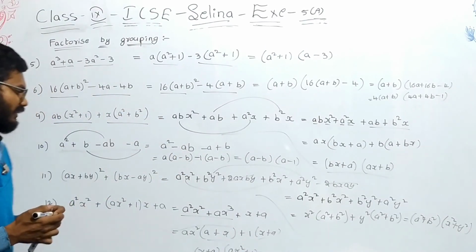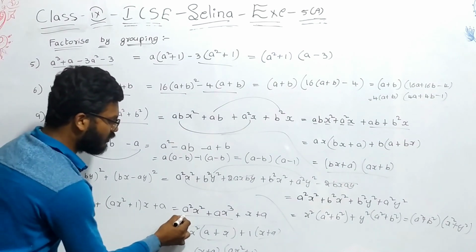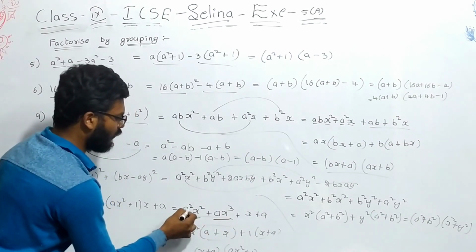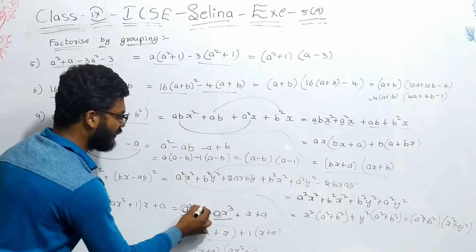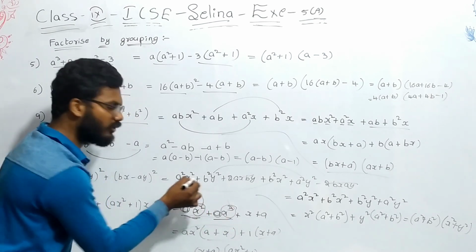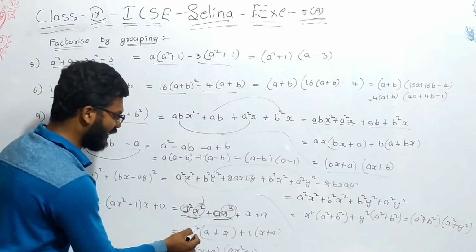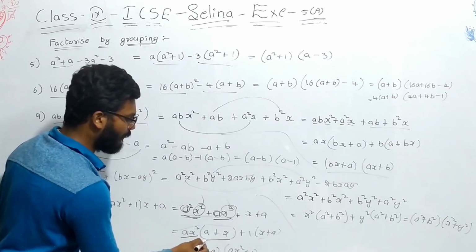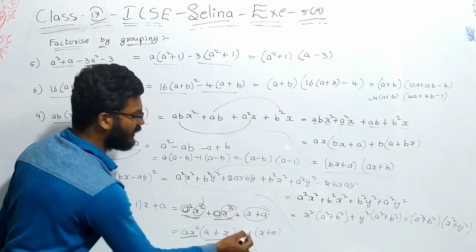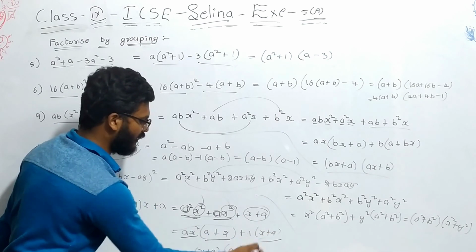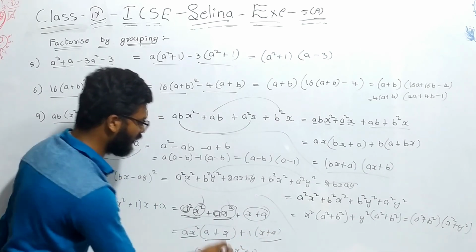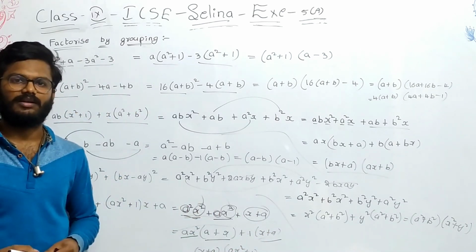Observe here what I did. A square x square and ax cube. One a is common out of two, and here x square and x cube, from x square and x cube, x square is common. So, I have taken ax square. So, it is a plus x, plus nothing is common, so I have taken 1 common. So, plus 1 into x plus a. So, again x plus a is common. You will get ax square plus 1. Thank you everyone.